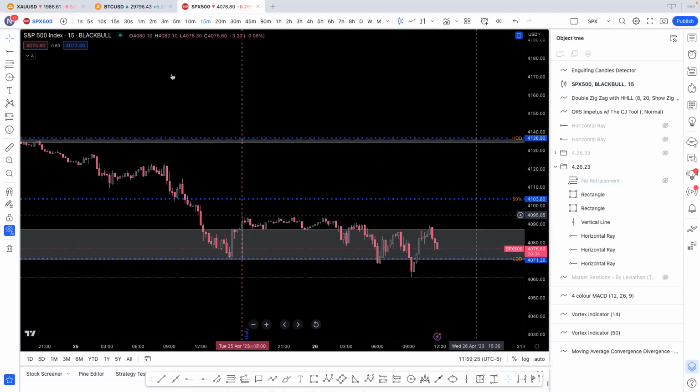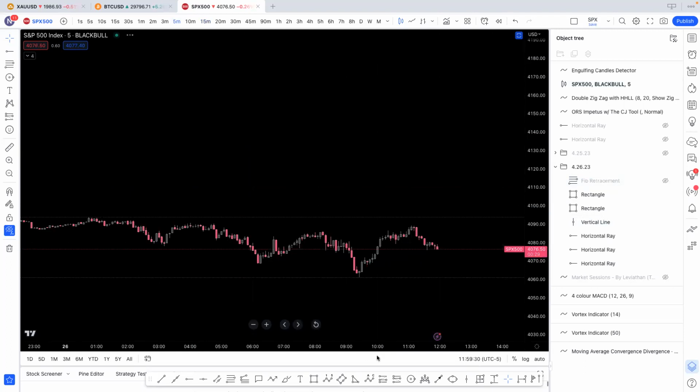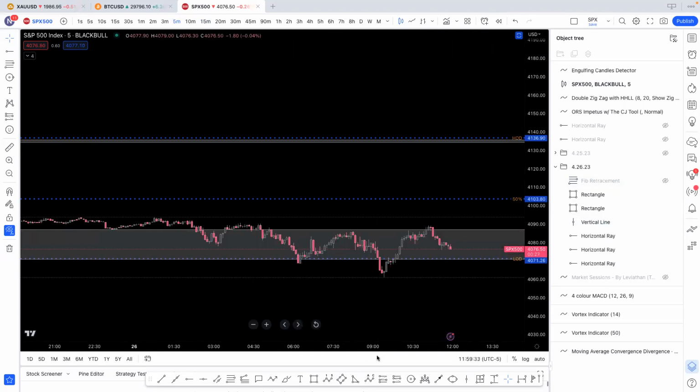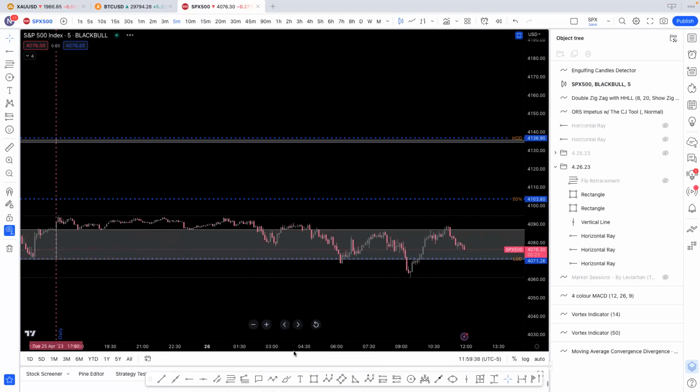I'm going to drop down to the 5, just so I can see what price action is looking like. And yeah, price is just consolidating in that grayed out area, that wicked area from yesterday. Yeah, so I'm pretty impressed by that.